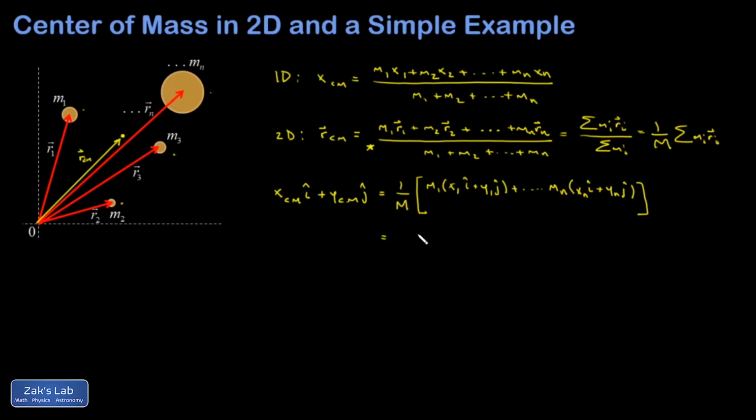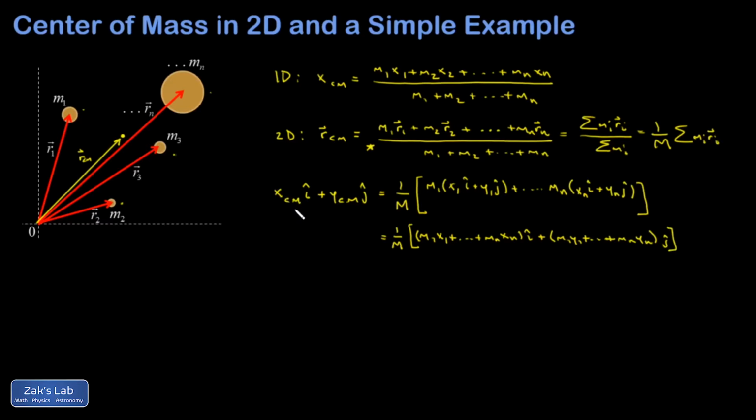If I break this into two pieces where I collect all the coefficients of i hat and all the coefficients of j hat, I would have 1 over M multiplied by m1 x1 plus m2 x2 and so on, all the way to mn xn, times i hat, plus m1 y1 plus m2 y2 and so on, all the way to mn yn, times j hat.